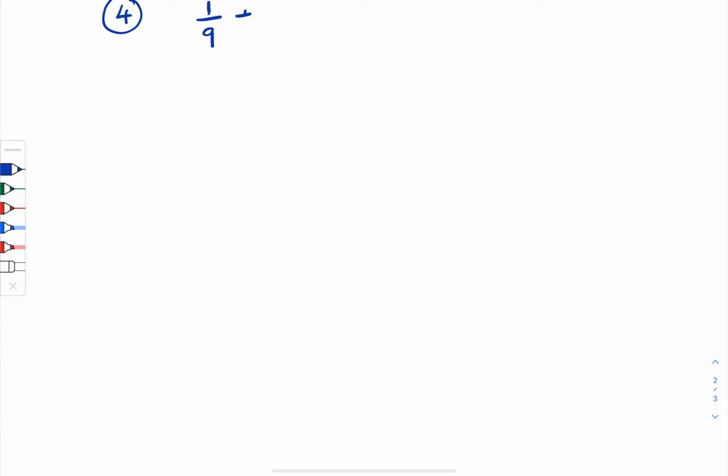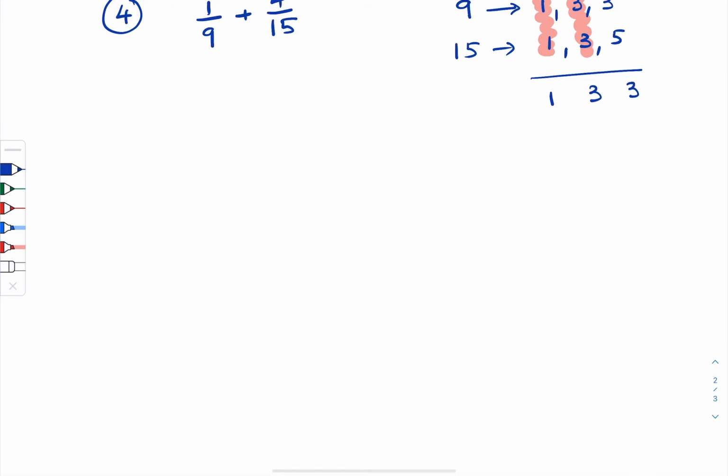So let's say I have 1 over 9 plus 4 over 15. Since the denominators are not the same, let's find the LCD. The factors of 9 are 1, 3, and 3. The factors of 15 are 1, 3, and 5. Since I have 1 common to both of them and 3 common to both of them, I'm going to write 1 only one time, 3 only one time, but then the remaining 3 and 5, one time each. When I multiply them out, that gives me 45.